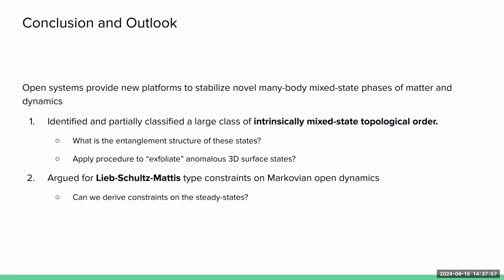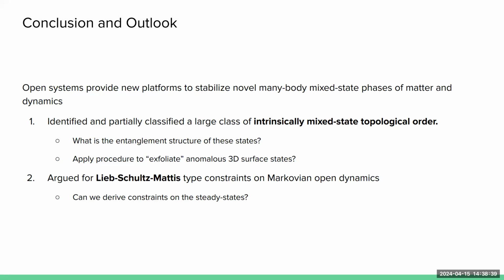So just to summarize, what we did in the first part was characterize a class of mixed states, which we claim to exhibit something called intrinsically mixed state topological order, which could be partially classified based on braided fusion categories. So there are several natural questions to ask in this context, like what the entanglement structure of these states is, to further characterize them as phases of matter. And as I claimed, we can interpret these intrinsically mixed states as realizing surface states of a higher dimensional theory in a 2D mixed state. So it's natural to ask whether we can apply this procedure to exfoliate anomalous 3D surface states of, say, 4D theories.